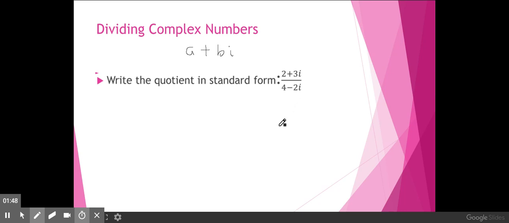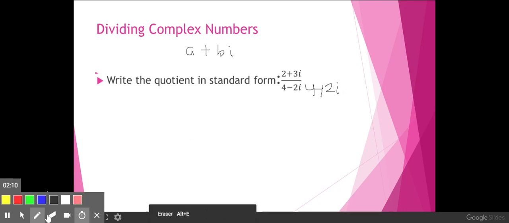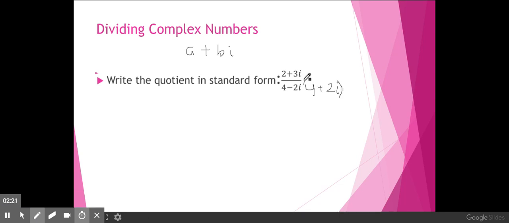So in order to write out the quotient of this, so divide these two complex numbers and write them in the form a plus bi, we need to use the complex conjugate to make our denominator a real number. So 4 minus 2i, the complex conjugate of that is 4 plus 2i. So if I use 4 plus 2i, and multiply my denominator by that, I will get a real number in the denominator, which is what I want.